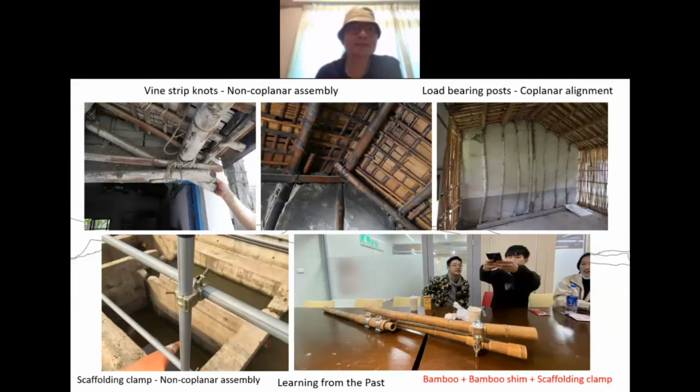And then let's take a look at the assembly. On the real house, in the upper left-hand picture, you will see this non-coplanar assembly. The knots, the vine strip knots, actually use grip rather than penetration. So the structure can hold there for a long time. The house we surveyed in the upper left corner is already 80 years old, and everything is still intact, although it looks a little bit old.